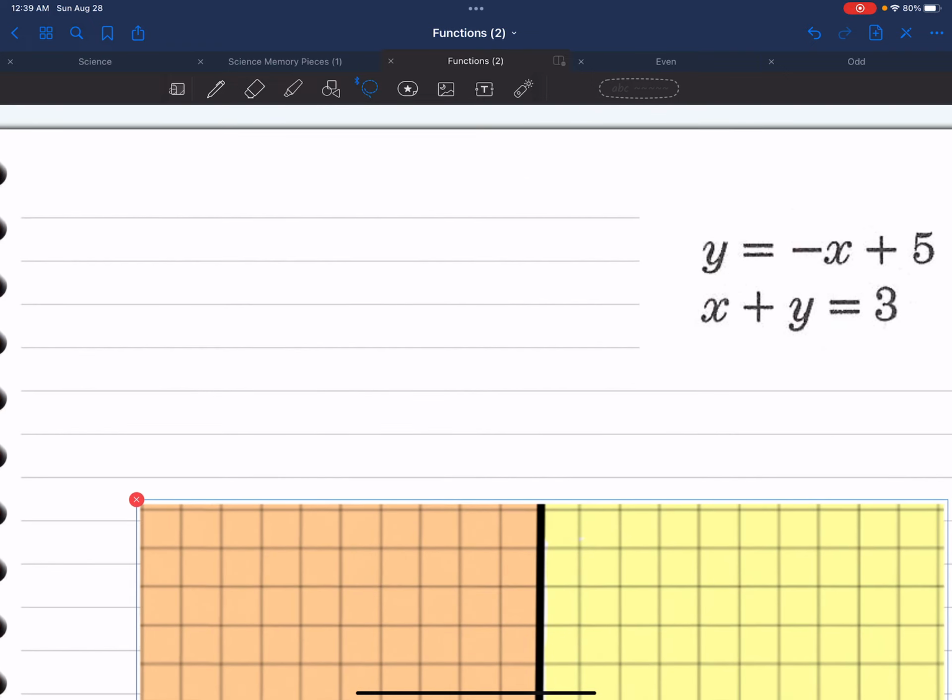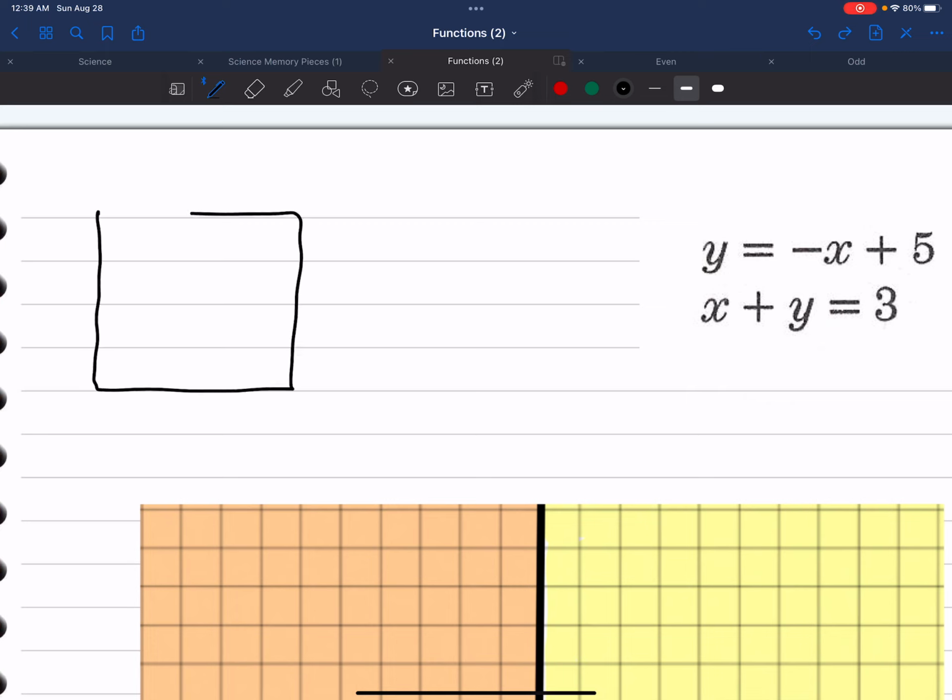So let me take the first one, y equals negative x plus 5, and I'm going to build a little table of values over here. Let's generate some points that we can use for that first equation. So draw yourself a table for your values. We're going to use x and y, and here's the equation that I'm using. And I like to use the intercepts unless I have a reason not to.